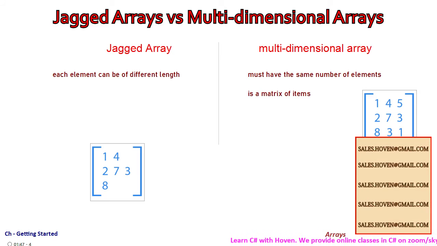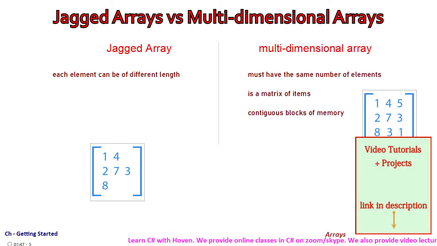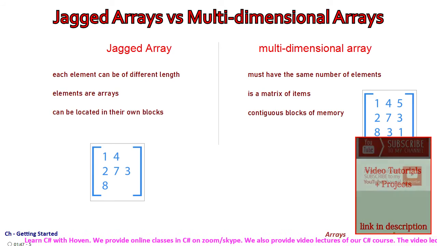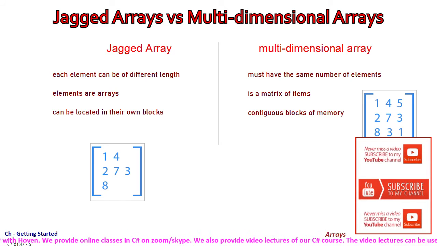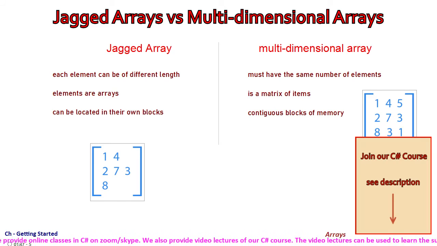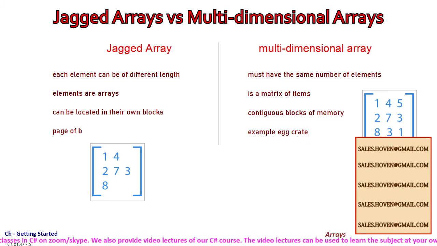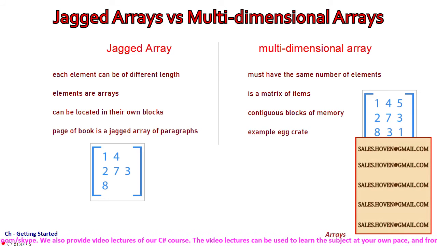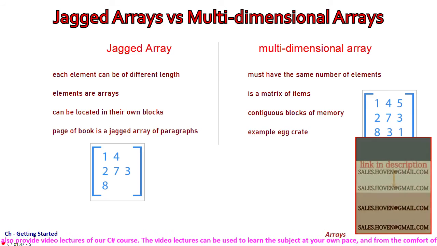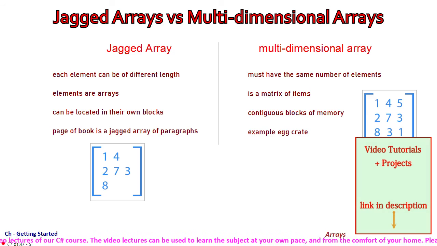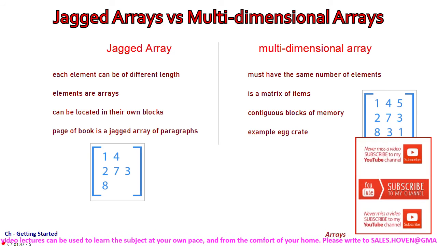All the elements of a multidimensional array are in contiguous blocks of memory, but the elements of a jagged array are themselves arrays that can be located in their own blocks of memory. An egg tray is an example of a multidimensional array, whereas the paragraphs held on a page is an example of a jagged array, where there are multiple arrays and each array is of different length.